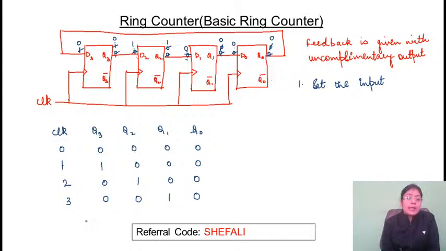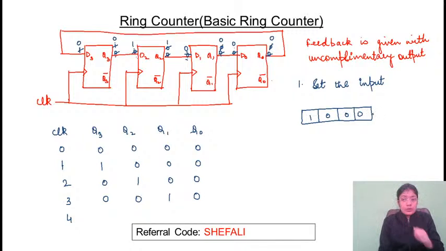Next, again apply the clock pulse. Whatever is the output, basically how is this working? If you have the serial in serial out register, it is 1 0 0 0. So the output you are getting from here becomes the input for the first one.